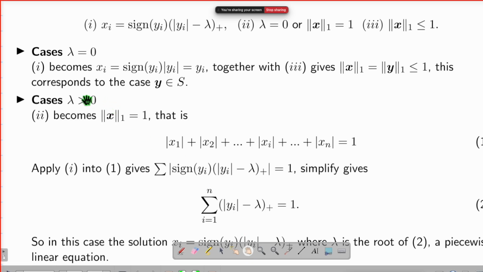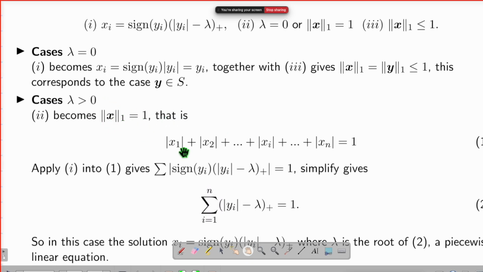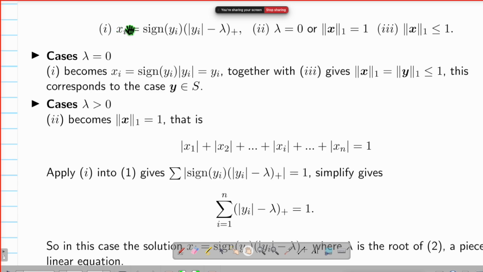Then lambda is larger than 0. Then this is wrong, right? So we have this thing. Then the x L1 norm is 1, so all the absolute values sum to 1, and this is equation 1. Now what? I put this equation here, I have an expression of x, right? I squeeze this in, and I will get something that looks like this, because all of this sums to 1.